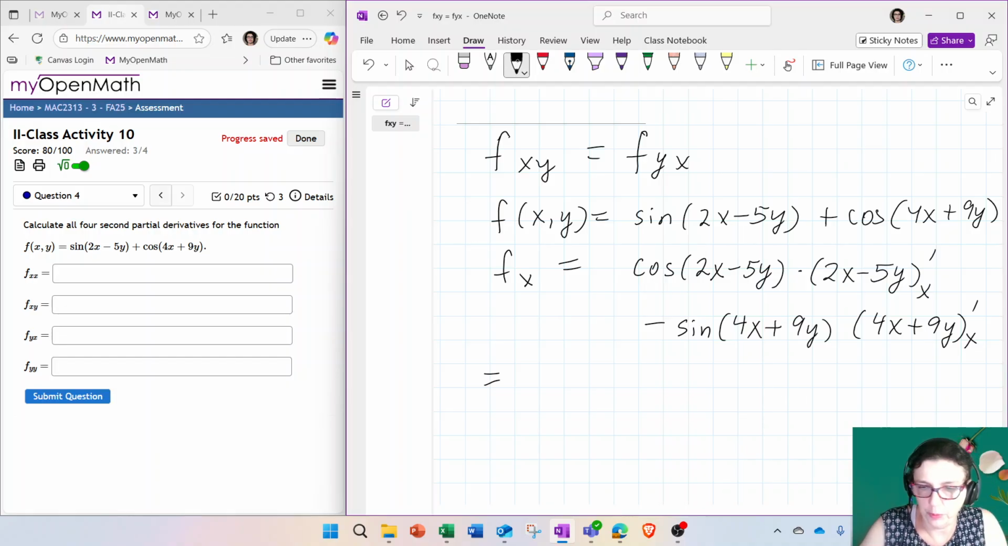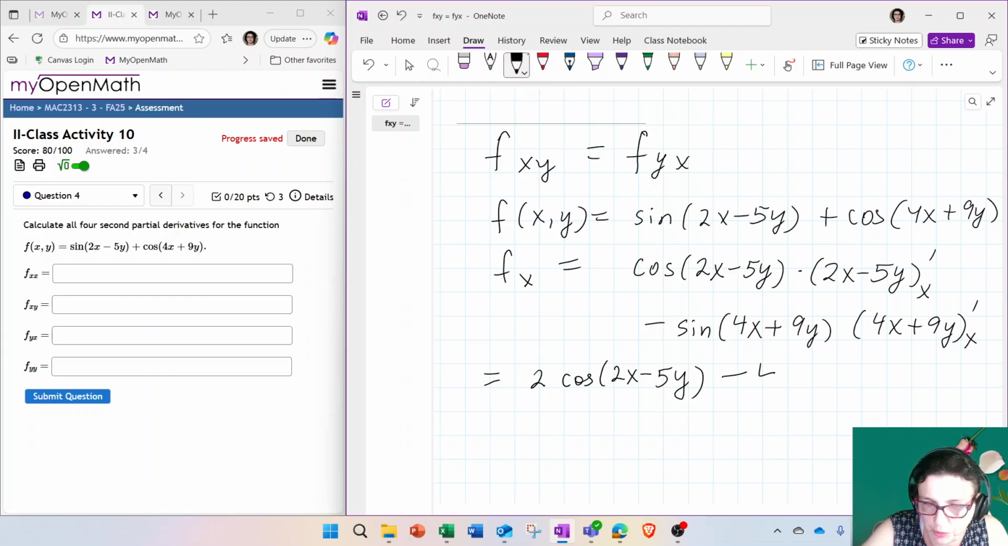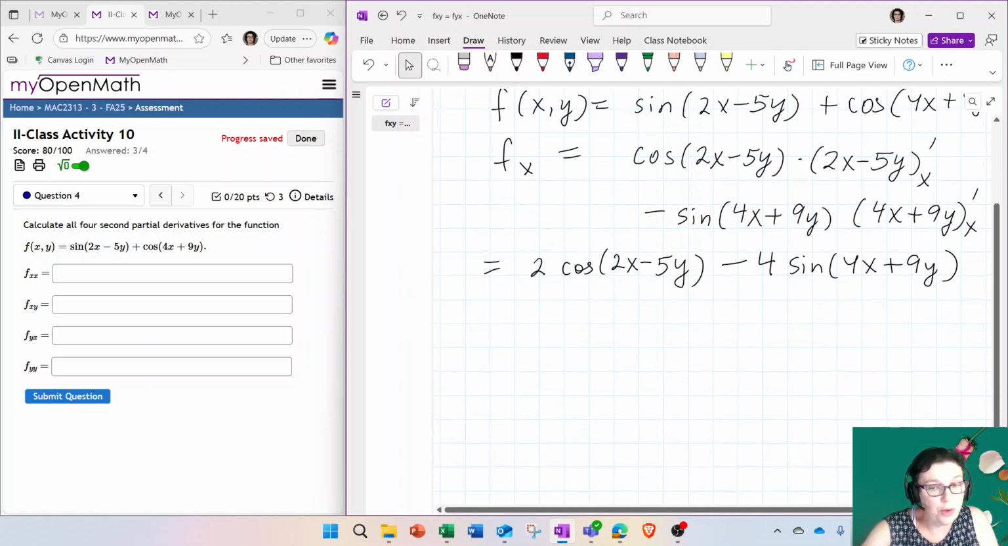Okay, so let's see what we get. What is the derivative of 2x minus 5y with respect to x? Remember, the terms that don't have an x will drop out. So 5y will disappear. The derivative of 2x is 2. So that's just going to become 2 cosine(2x minus 5y). And then the other one, 4x plus 9y with respect to x, will just give us 4. So we're going to put 4 to the front. And of course, the 9y will disappear and become a 0. Okay, so we found the first partial.